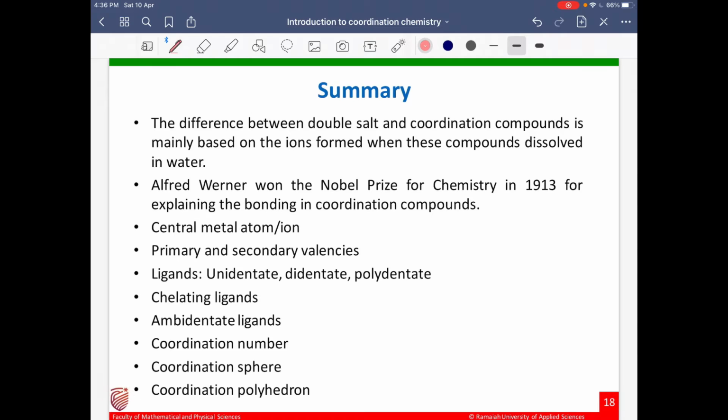So in this session, we studied that the difference between double salts and coordination compounds is mainly based on the ions formed when these compounds are dissolved in water. Alfred Werner won the Nobel Prize for Chemistry in 1913 for explaining the bonding in coordination compounds. Then we studied a few terms related to coordination compounds such as central metal atom or ion, primary and secondary valency, ligands and their classification into unidentate, didentate, polydentate. We studied chelating ligands and ambidentate ligands, the coordination number, coordination sphere, and coordination polyhedron.